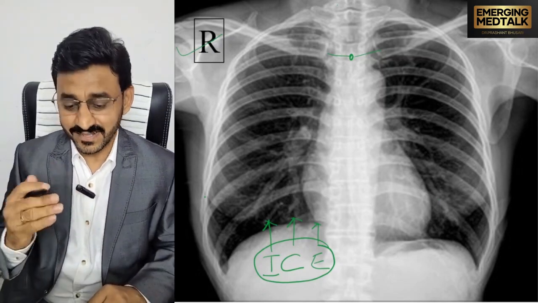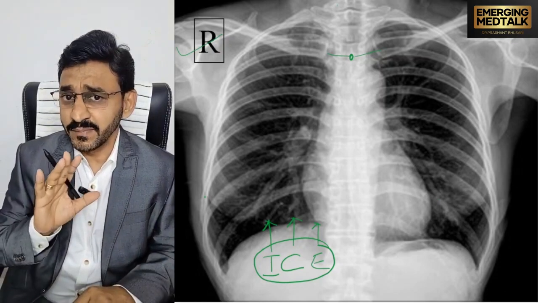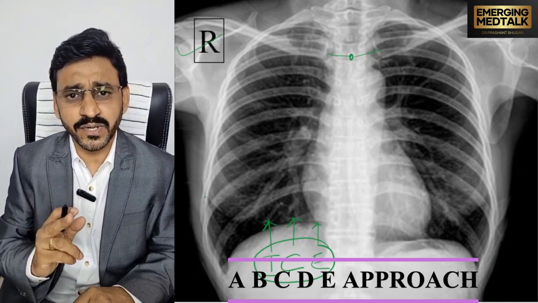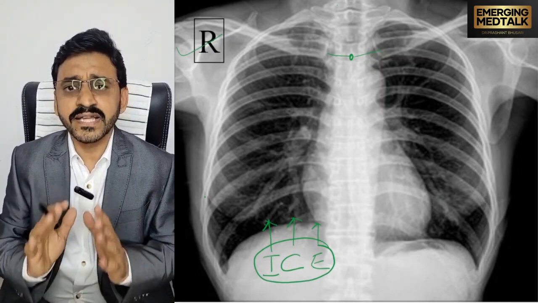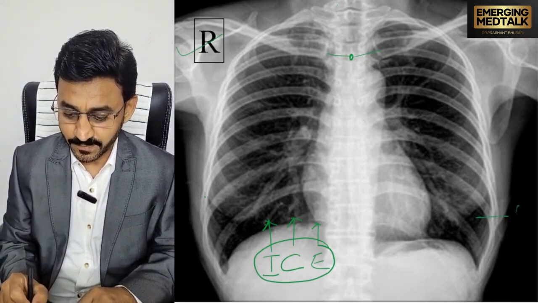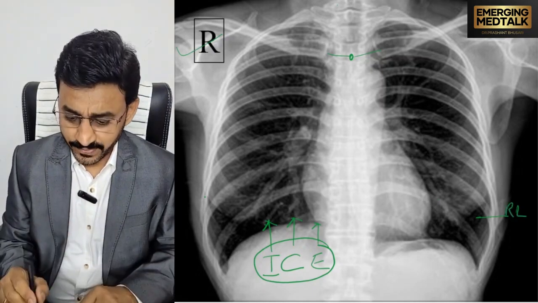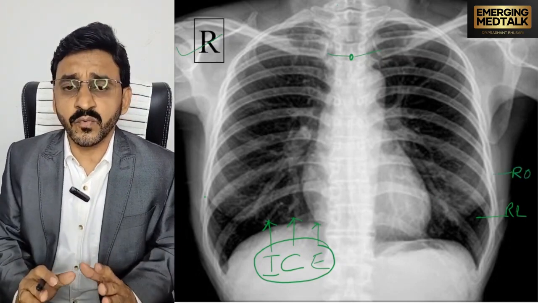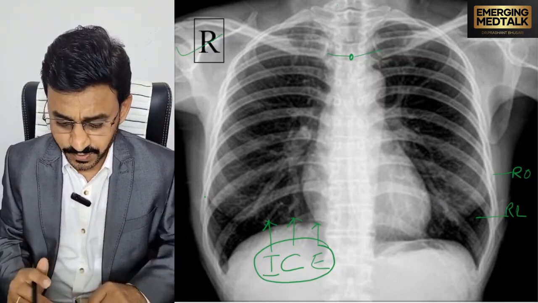Then we'll start reading this chest X-ray under the ABCDE approach. A for airways, B for bone, C for cardiac shadow, D for diaphragm, and E for effective lung field. Before that, two densities are very important: radiolucent, that is black, particularly related to lung, and radio-opaque, that is white, related to bone, metals, or some soft tissues.